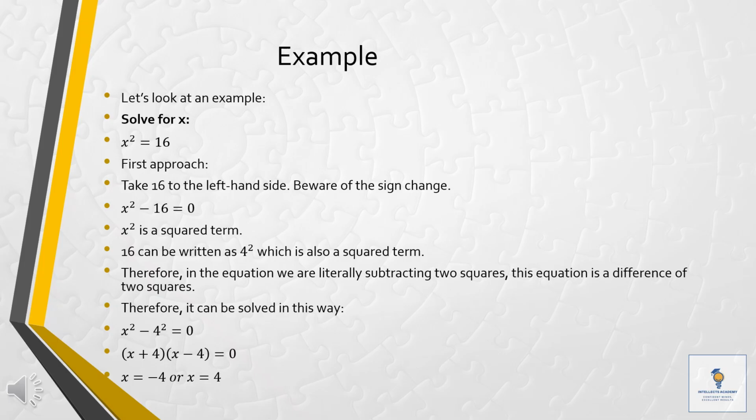16 can be written as 4 squared, which is also a squared term. Therefore, in the equation, we are literally subtracting two squares, which is why this equation is a difference of two squares. Therefore, we can solve it by having two brackets that are multiplying. One bracket adding the bases of the squared terms, and the other bracket subtracting the bases of the squared terms. Then we equate each bracket to 0 and transpose the constants to the right-hand side to solve for x. We see that our solution becomes x equals negative 4 or x equals 4.